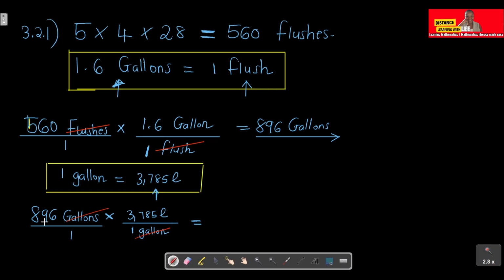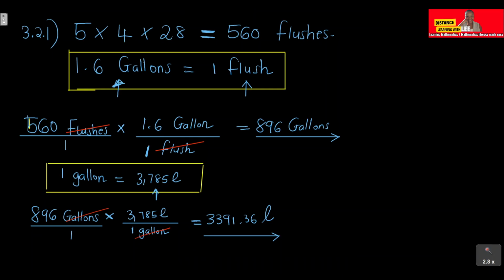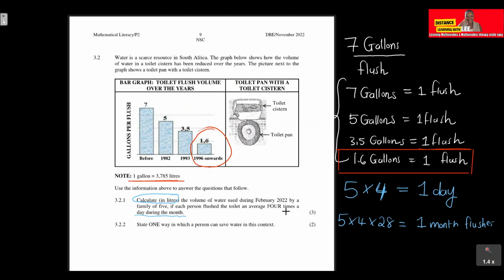So if you take 896 multiplied by 3.785 divided by 1, or you can just say 896 multiplied by 3.785, and punch it into your calculator, you'll get that this family uses 3,391.36 liters of water from just flushing. Okay, this is a lot. So that is basically how you are supposed to tackle this question. And we are done.